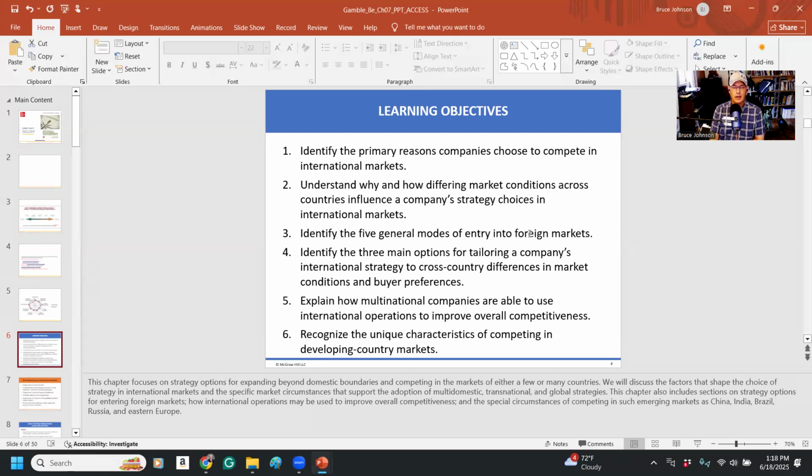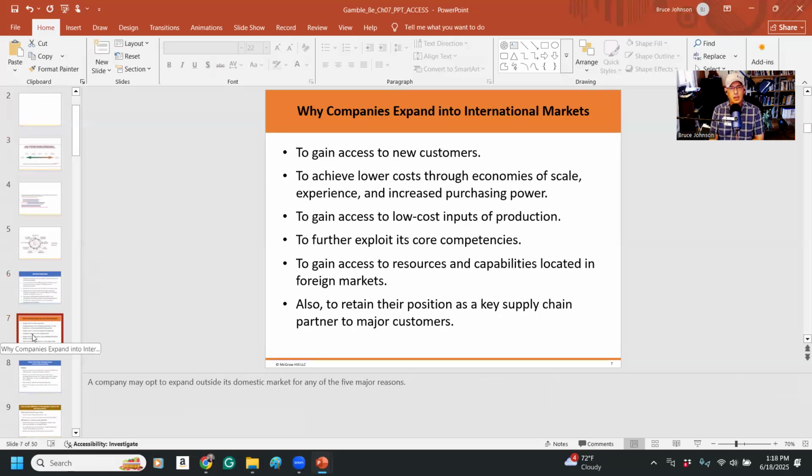Identify the three main options for tailoring a company's international strategy for cross-country differences in market conditions and buyer preferences, and explain how multinational companies are able to use international operations to improve overall competitiveness and recognize the unique characteristics of competing in developing countries.